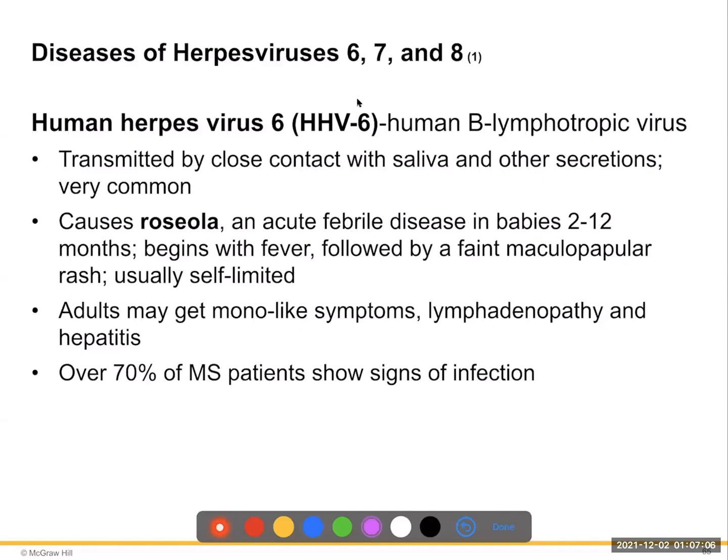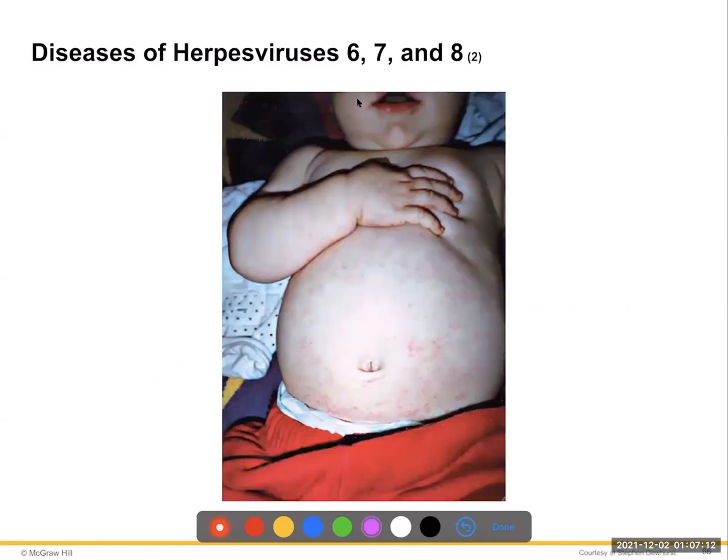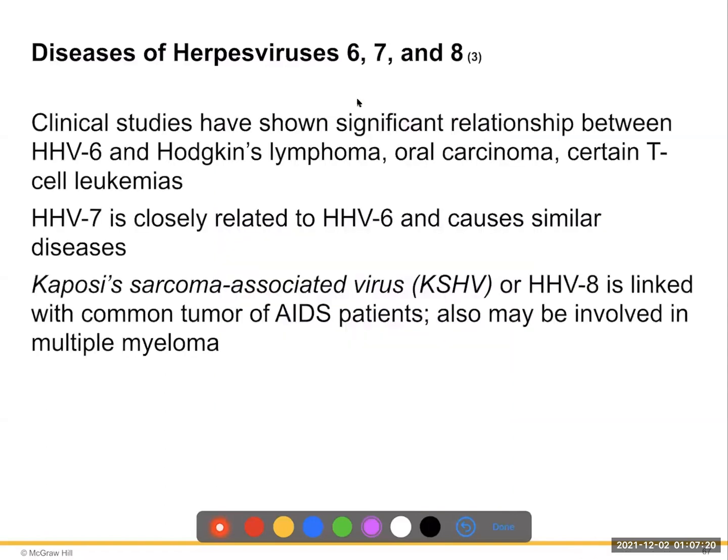Over 70% of MS patients show signs of infection with herpes virus number 6. You can see the rash, the rosette color of it along the belly there. You can see some along the arms here too. Clinical studies have shown a relationship between herpes virus 6 and Hodgkin's lymphoma, oral carcinomas, and certain T-cell leukemias. Herpes virus 7 is closely related to virus 6, and it causes similar diseases.